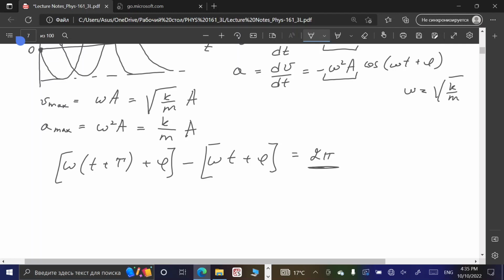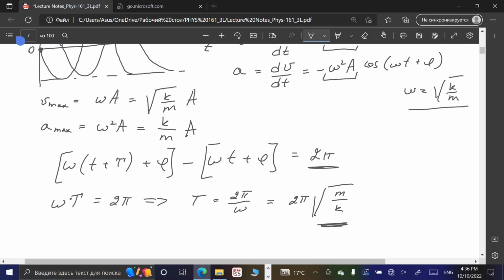So now if we open this parenthesis, we will get that omega times capital T is equal to 2 pi. And from here, you can write that period of oscillation is defined as 2 pi over omega. We keep in mind that omega is equal to square root of k over m, and eventually we will get 2 pi square root of m over k. So that is the equation which gives us the period of simple harmonic oscillation of the block-spring system, which is defined by the properties of the block, the mass of the block, and the spring, its stiffness, which is quantified by the spring coefficient.